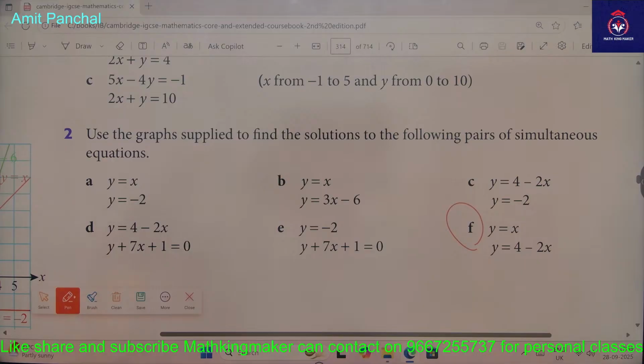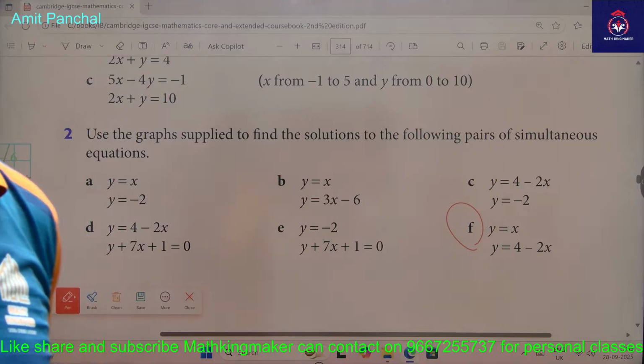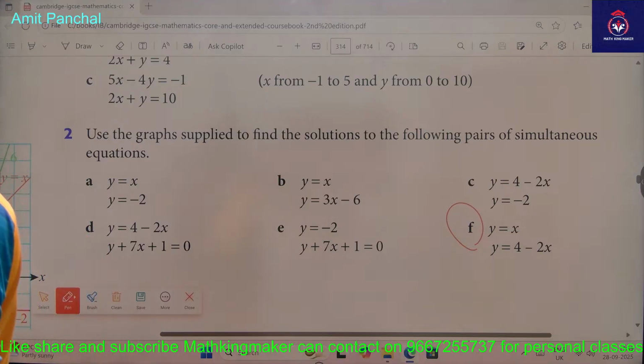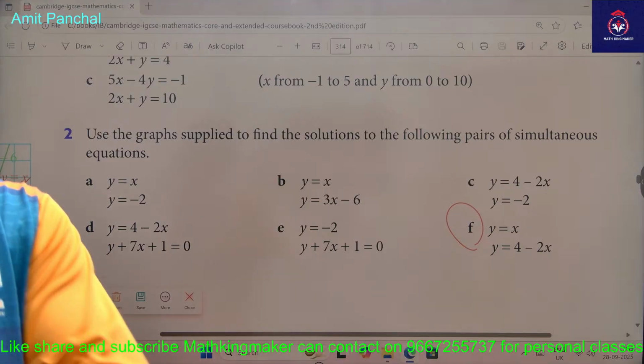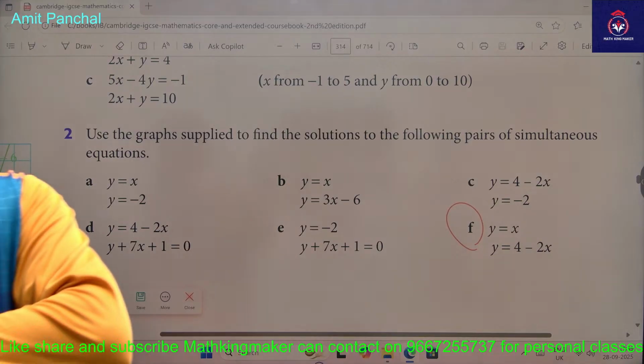Y equal to x. You are blurred, so I am not able to see. Yeah, your screen is blurred. Please remove your blurred background, then I'll be able to see that. Okay.